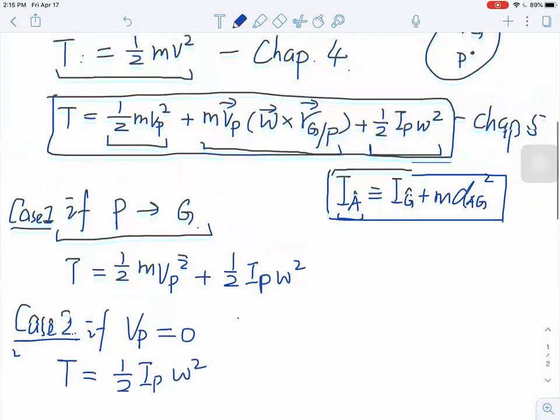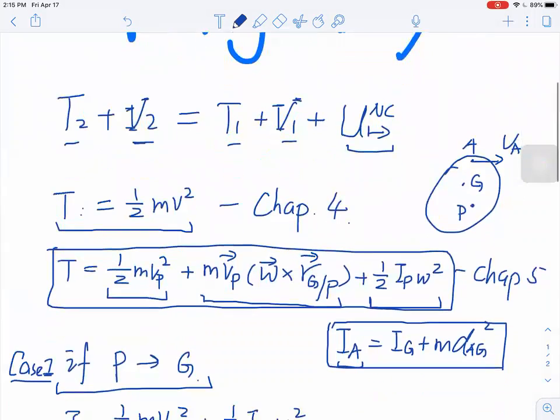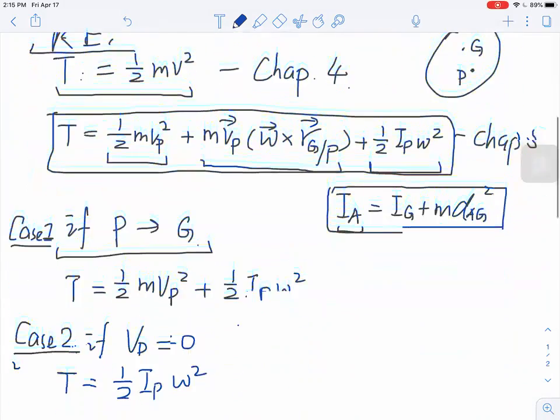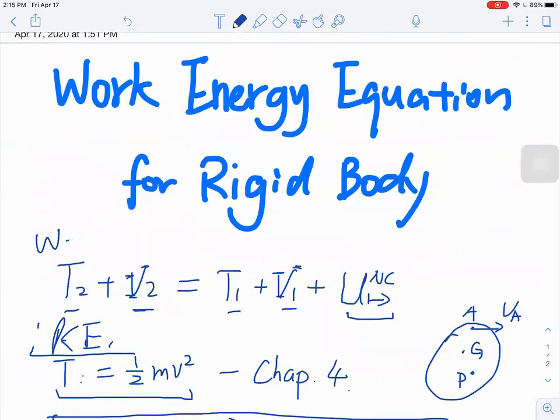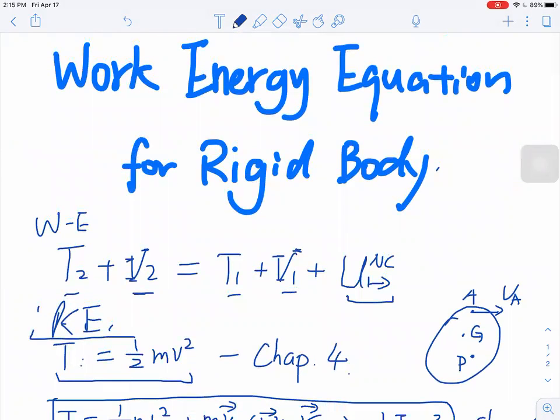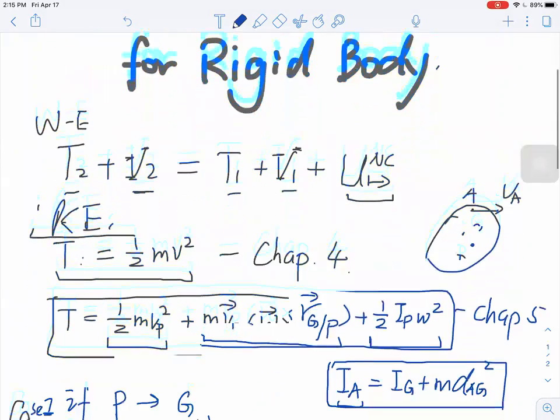Okay, that's kinetic energy. That's KE. Next, if you look at the work energy equation, we have kinetic energy, we have work or potential energy. Next, we're going to look at work.